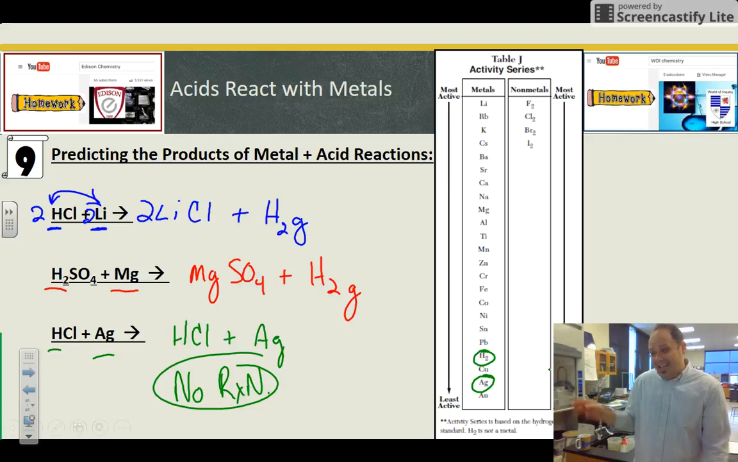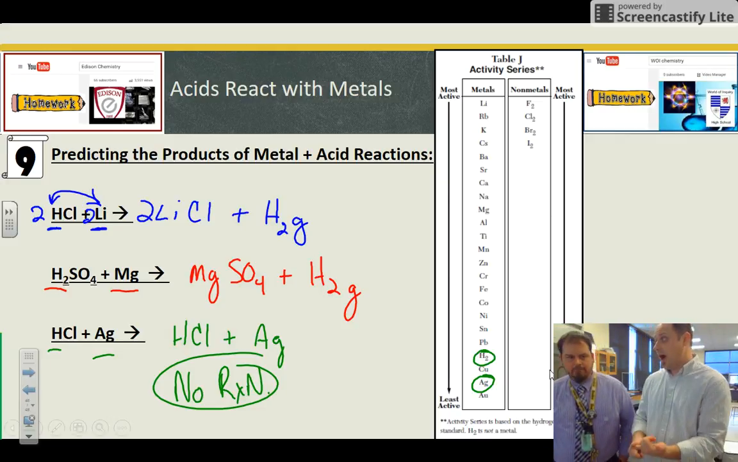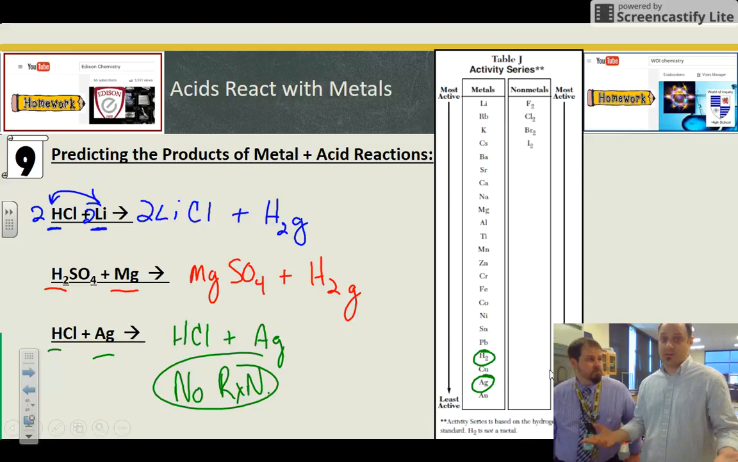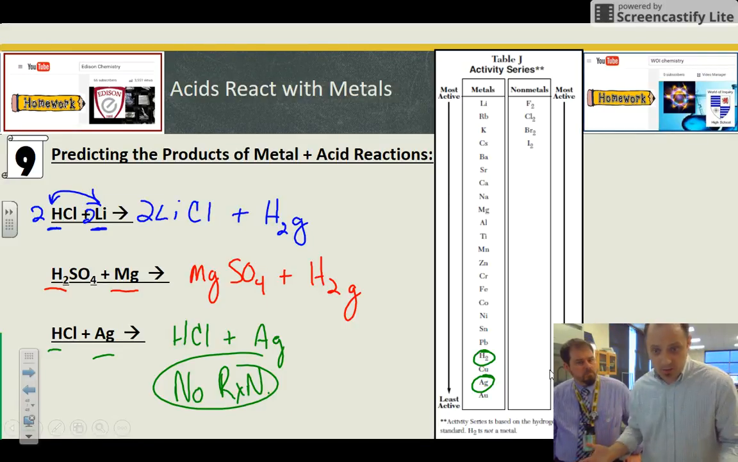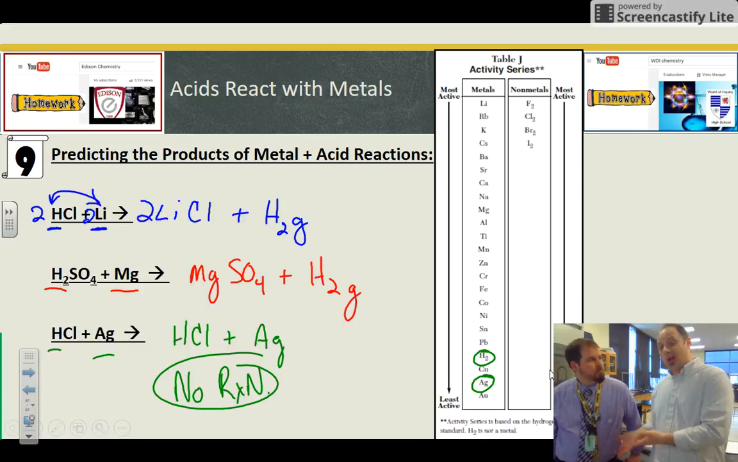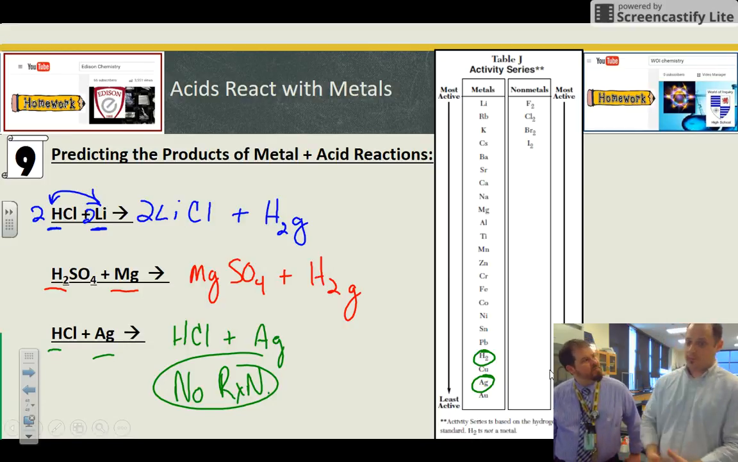So let's be honest. There's only 3 metals that won't react with acid. Copper, silver, gold. So everything else will, to some extent. And the higher you go up, the faster it'll react. So lithium will do it extremely powerfully. Lead, sluggish. We are going to actually revisit this again next unit in kinetics.